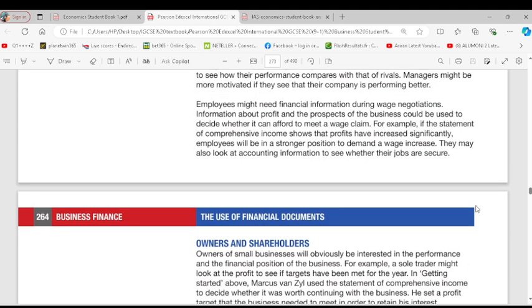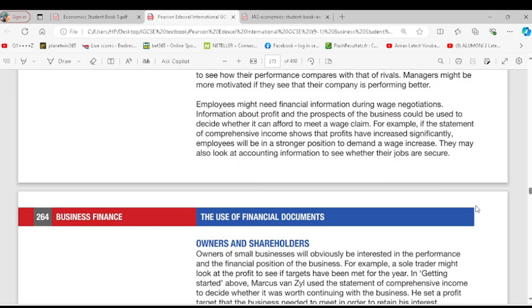For employees, they want to assess the performance of the business too. Why? Because of two things. The first one, they want to know how profitable the business is. If the business is making much profit, it means that they can make a wage claim. They can ask for an increase in their wages. That's what we call a wage claim.